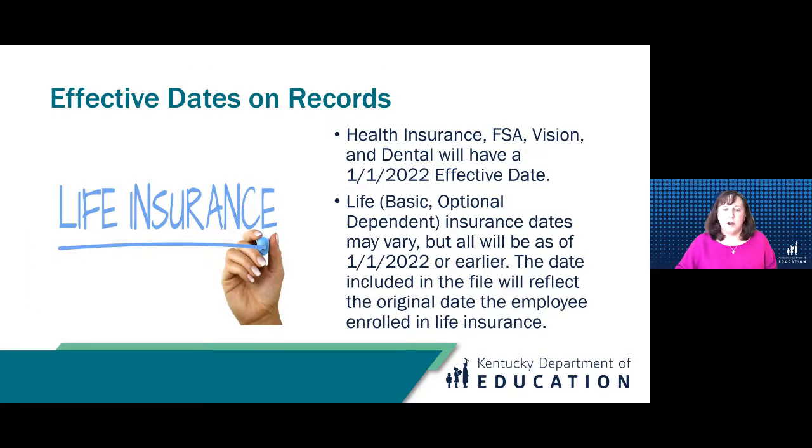The effective dates on records, all your health medical records will all have an effective date of January 1st, 2022, but your life insurance records will have a different date. And usually that's based on the date the employee initially enrolled in the insurance. So you will not see a 1/1/2022 date on those life insurance records unless the employee enrolls in it for the first time in January.